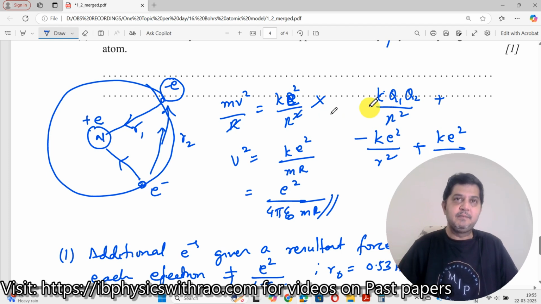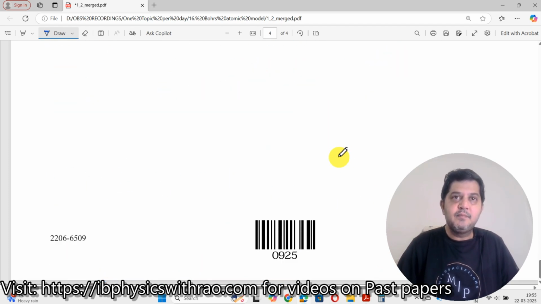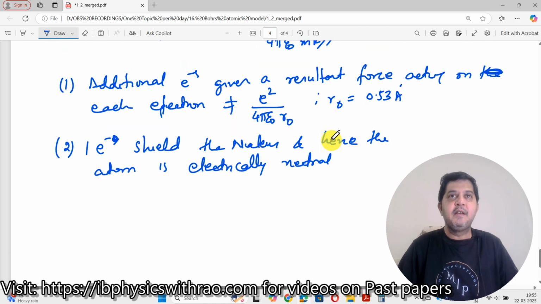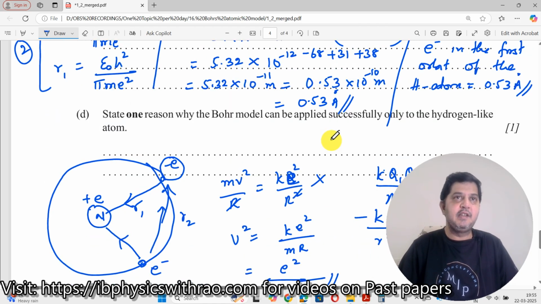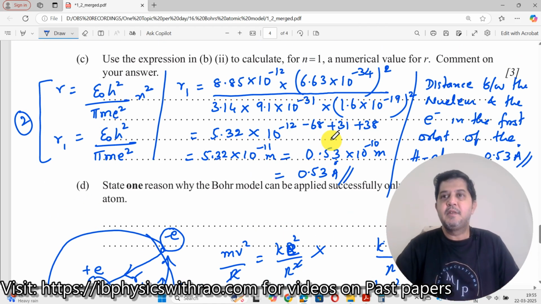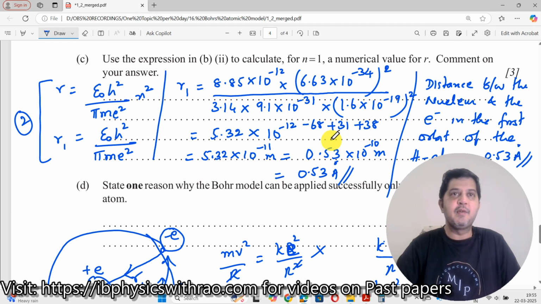Now, yes, this is the end of the problem. I hope you have understood Bohr's model, how to apply Bohr's model, and how to do the calculations based on this. So this will come to an end.